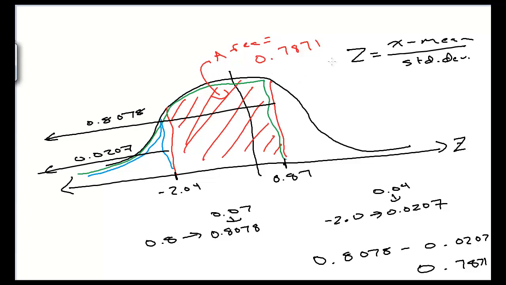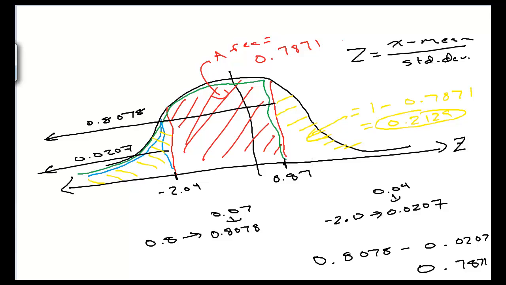Now if I wanted the area outside of, well, I do 100% or 1 minus the 0.7871. So that would give me the area that's not shaded, which would be, let's do yellow. That would be that area there, and that area there, is 1 minus 0.7871, which is 0.2129.